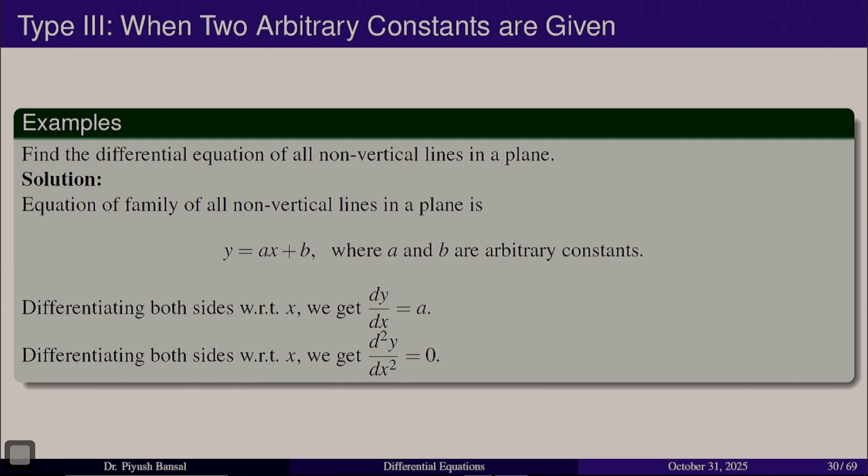Now, since b is separated, we can differentiate. The process here is to separate one variable at a time and then take differentiation on both sides, so that one of the constants is gone when you differentiate. When we differentiate once, b is removed and we get dy by dx equal to a. Now a is separated already, so we differentiate again on both sides to get d2y over dx square equal to 0. This is the resulting second order differential equation for the given family of all non-vertical lines in a plane.